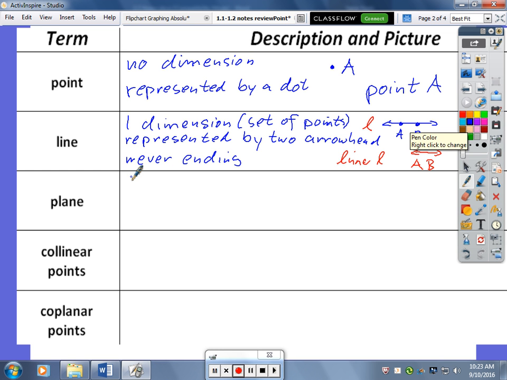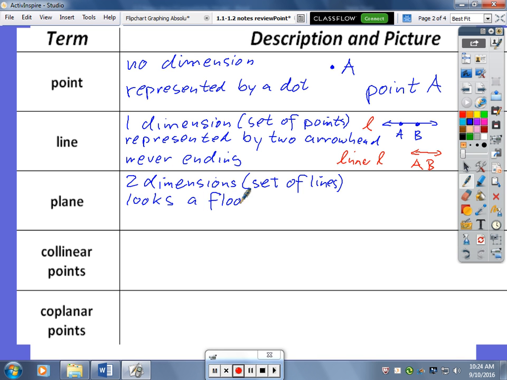A plane has 2 dimensions, and it's actually a set of lines. Do you see the pattern there between point, line, and plane? The way we draw it, the way it's represented, it looks a little bit maybe like a floor or like a wall. And the plane is also never ending. It continues in all dimensions until infinity.